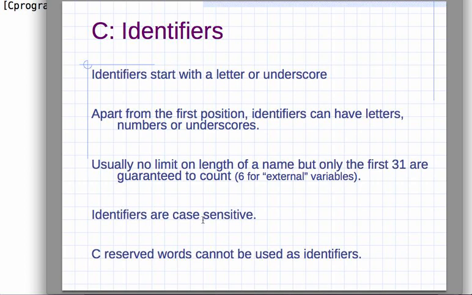Identifiers in C are case sensitive, so uppercase X and lowercase x are two different variables. You cannot use a C reserved word or keyword as an identifier, so you cannot say int if, with lowercase i, lowercase f. That's not allowed because that is a keyword that's used to implement if statements.